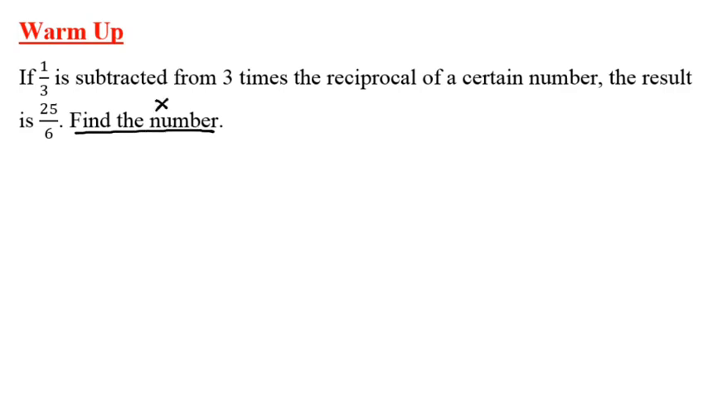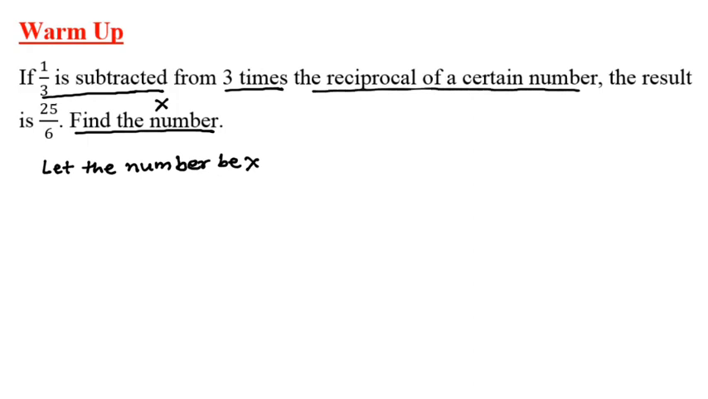So let that number be x. Now let's read the question one more time. If 1/3 is subtracted from 3 times the reciprocal of a certain number. Our number is x, so the reciprocal is 1 over x. 3 times the reciprocal of the certain number. The result is 25 over 6.